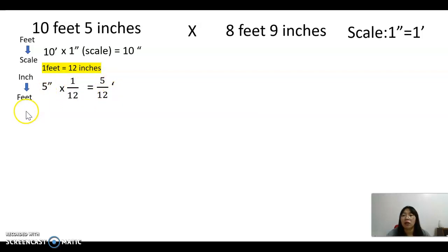So next we convert feet into scale. So 5 over 12 feet equals, we multiply by the scale, 1 inch. So we have the number 5 over 12 inches. So how can we draw this number on the scale?